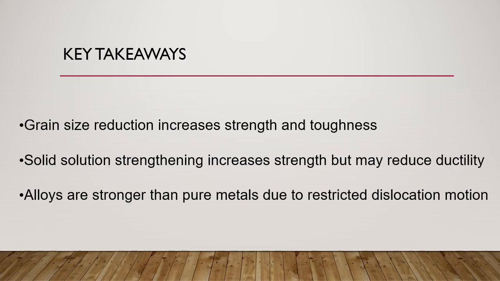Okay, so overall, what are the takeaways? To summarize, strengthening mechanisms in metals work by limiting dislocation motion. Reducing grain size increases strength and toughness by increasing grain boundary area, while solid solution strengthening increases strength through lattice strain caused by impurity atoms, and this was the interstitial and the substitutional atoms. Oftentimes in practice, engineers combine these mechanisms to design metals with a desired balance of strength and ductility.